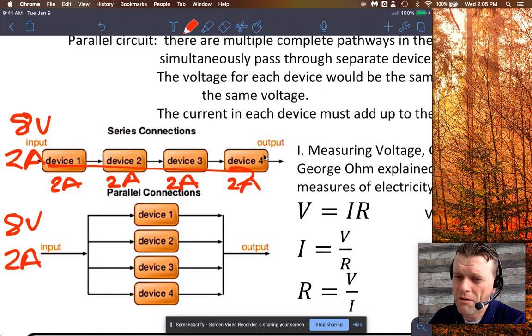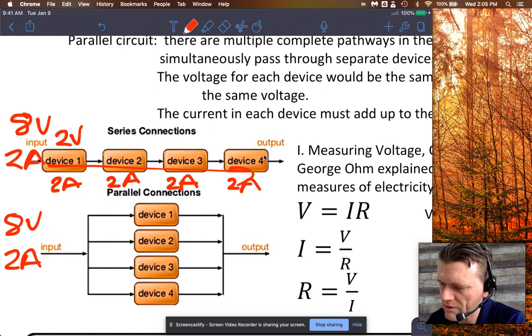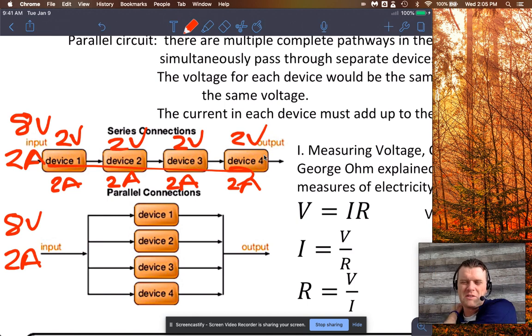For the voltage though, each device will share the voltage. So if you have 8 volts available, 8 volts will not be in each device. You would have 2 volts because there's 4 devices. So each device would only get 2 volts. And you can see if you keep adding devices in series like this, they get less and less energy, less and less volts. And so if they were light bulbs, they'd be dimmer, and you'll see that right away.